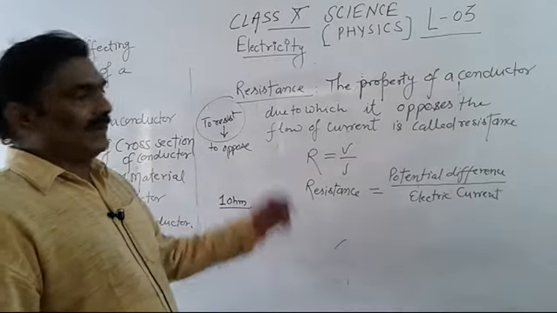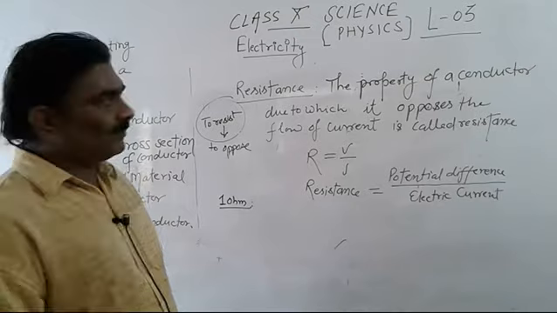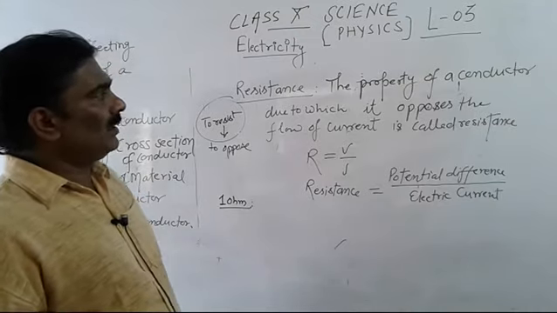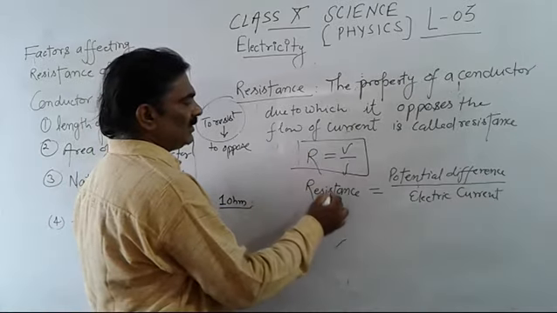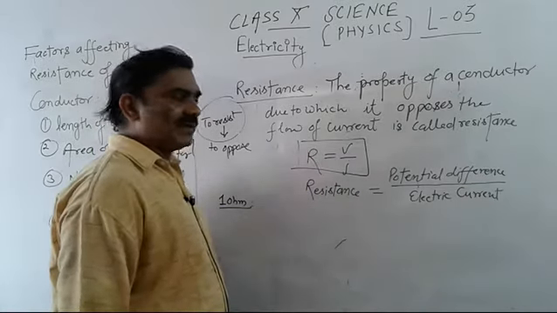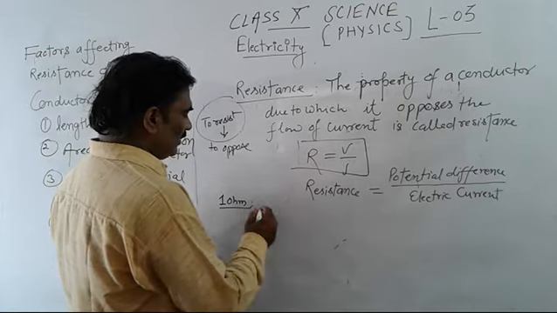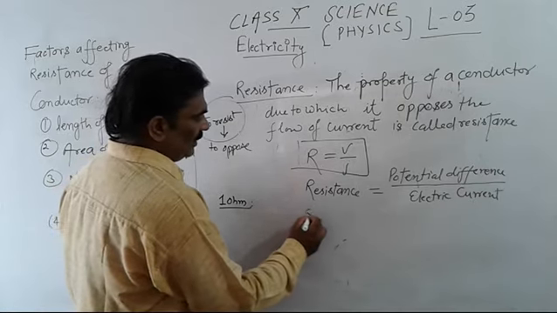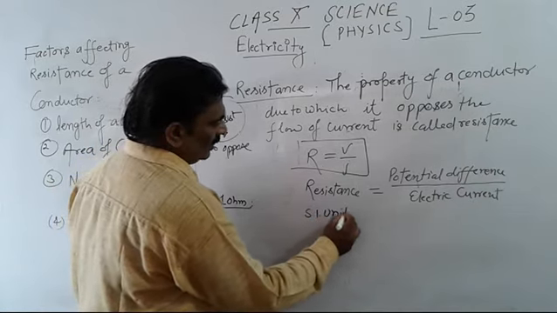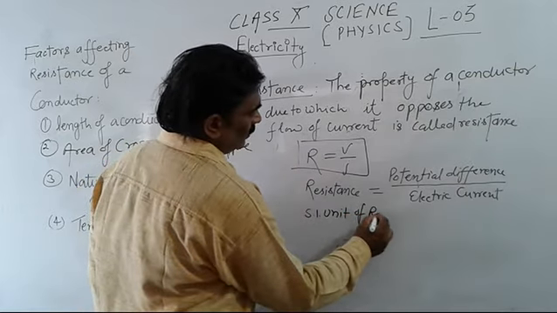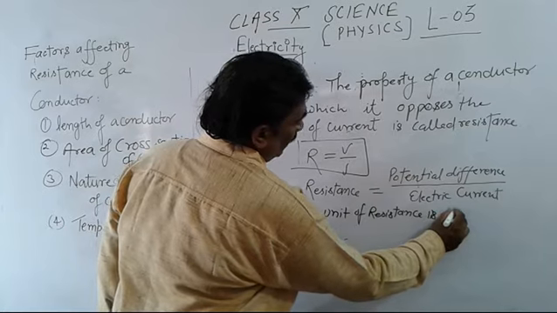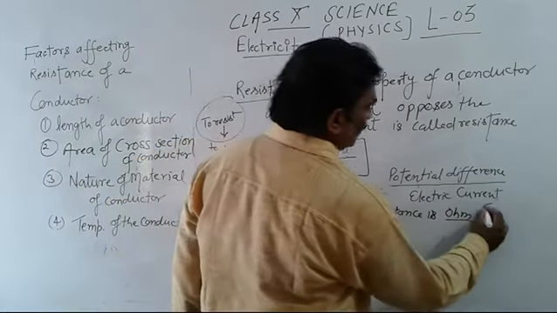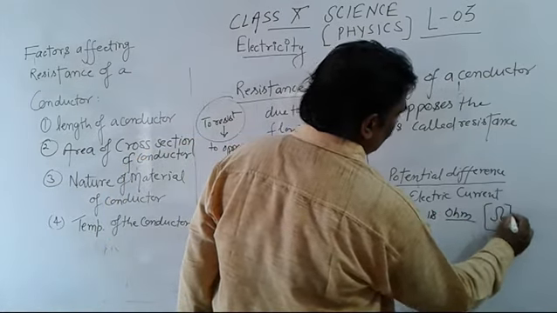So this is the property of conductor which opposes the flow of current, and resistance is equal to V upon I, that is, resistance is equal to potential difference upon electric current, and its unit is ohm. SI unit of resistance is ohm, OHM, and its symbol is this.